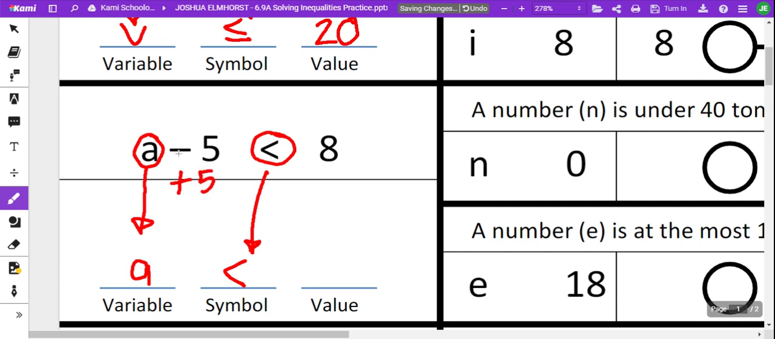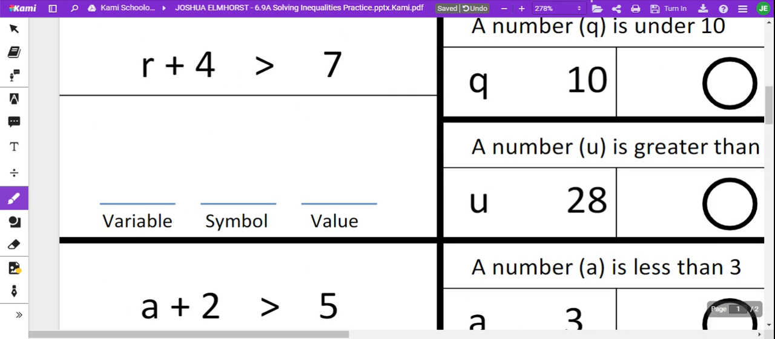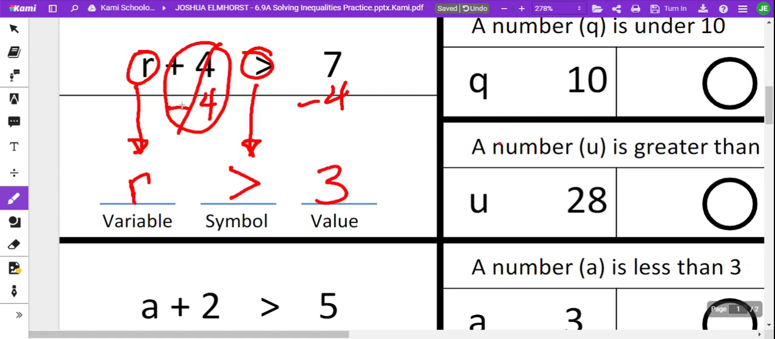In order to solve, since it's subtracting 5, we're going to add 5. It cancels on the left. And we have 8 plus 5, which is going to give us 13. Bring the variable down, the inequality sign down, and then solve. This is the solve. 7 minus 4.